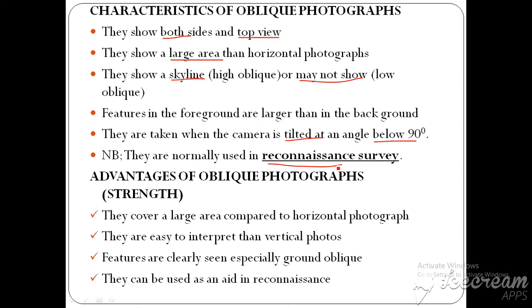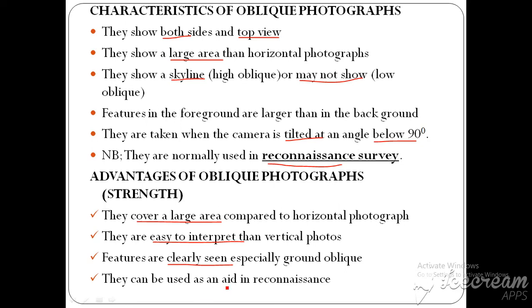Then advantages of oblique photographs. They cover a large area compared to horizontal. We have seen other photographs like vertical. They are easy to interpret compared to vertical. These oblique are easy to interpret. First of all, they show more than one side, so you can know what has been shown on the photograph, but vertical shows only the top view, so it is not easy to identify the features. Features are clearly seen, especially ground oblique, not like vertical photographs. They can be used as an aid in reconnaissance. We have seen they are used in reconnaissance survey.